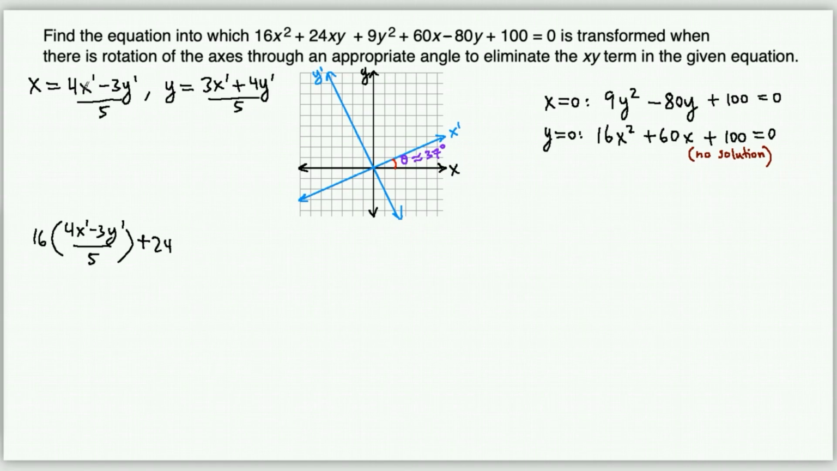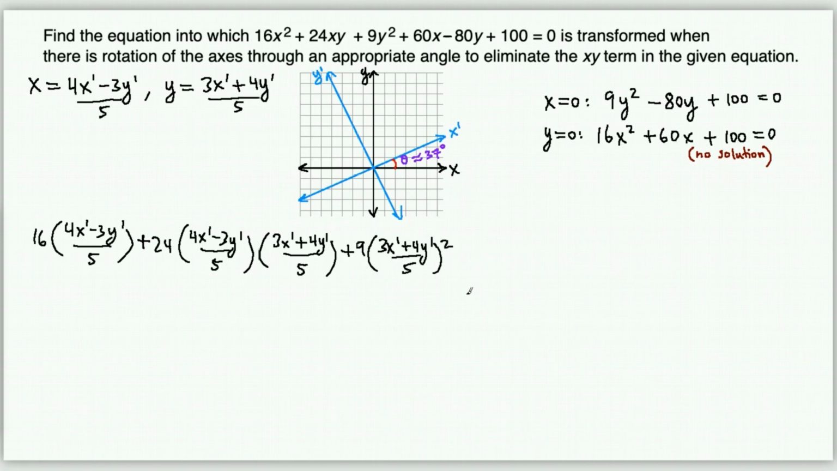Now xy, I know it's tedious, but you're going to have to do this. This times that, because that's the xy product there. So that's going to be 4x prime minus 3y prime divided by 5 times 3x prime plus 4y prime divided by 5, plus 9y squared. So we're going to have to square this thing. I'm just going to put it as squared, I'm not going to repeat it. Plus 4y prime divided by 5 being squared.